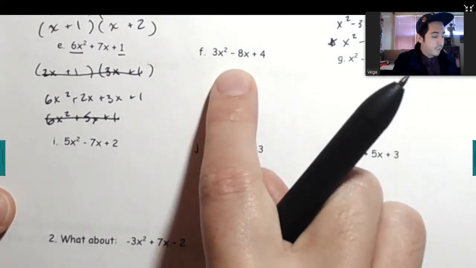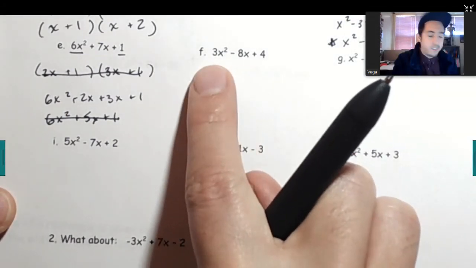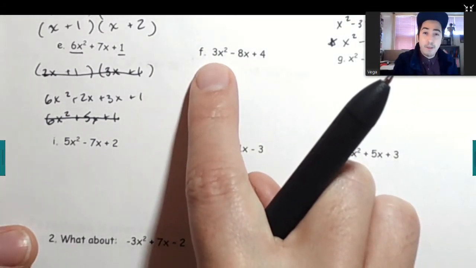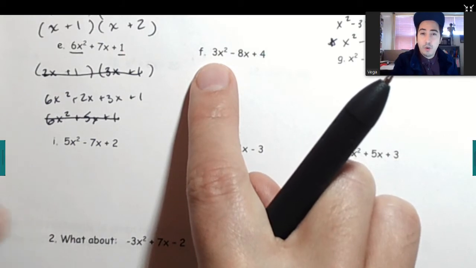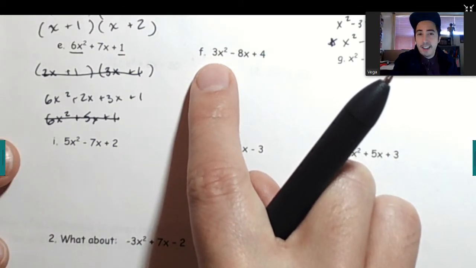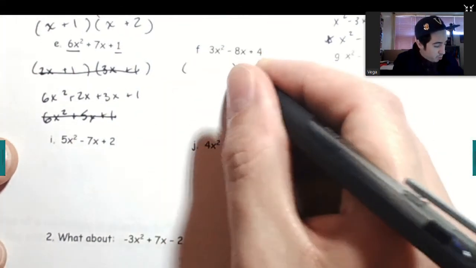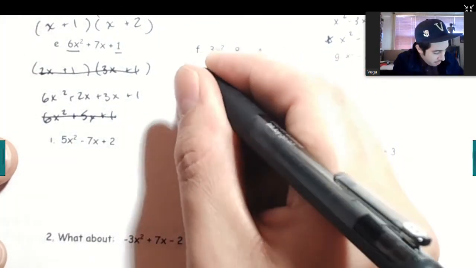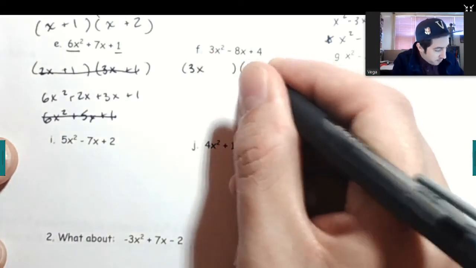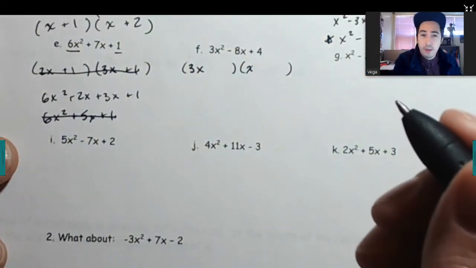3x squared minus 8x plus 4. This is nice because 3 is a prime number. So there's only one possible way to get 3x squared. It's 3x and x. It's the only way to get 3x squared.